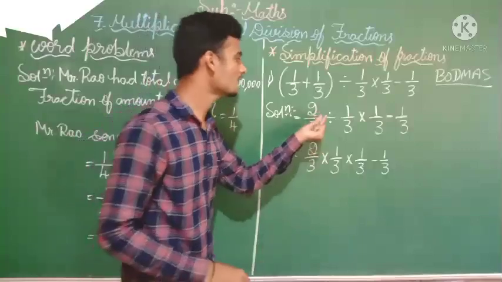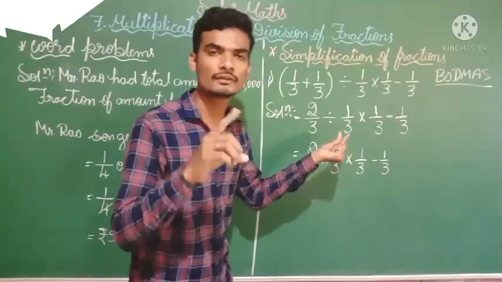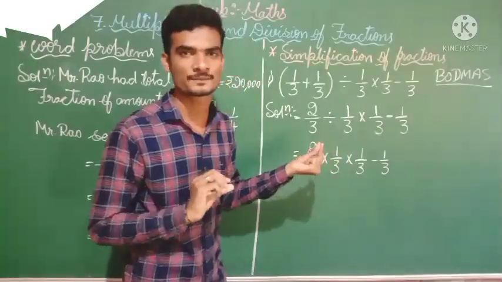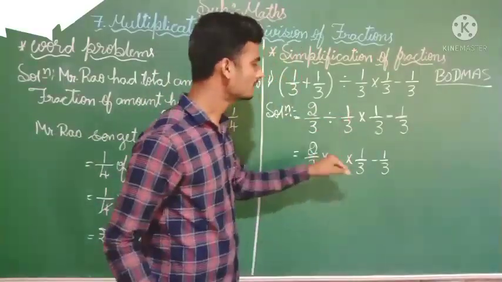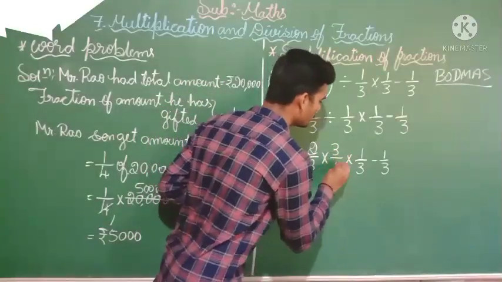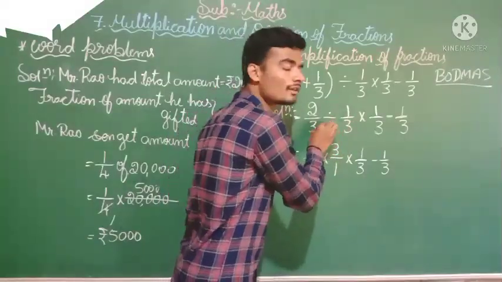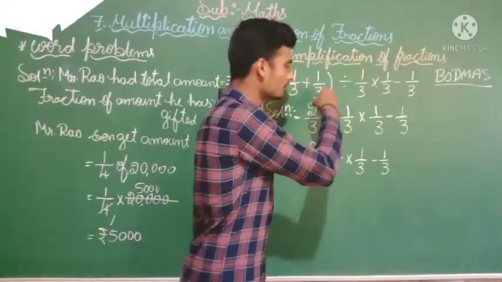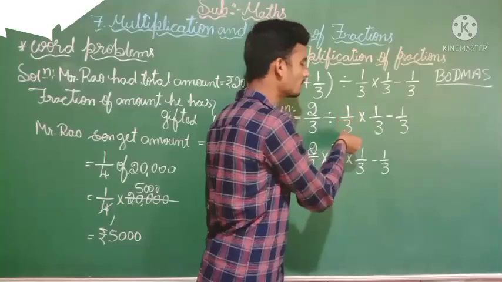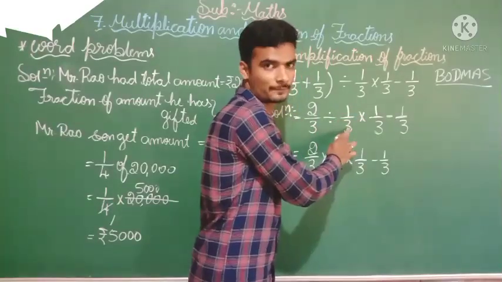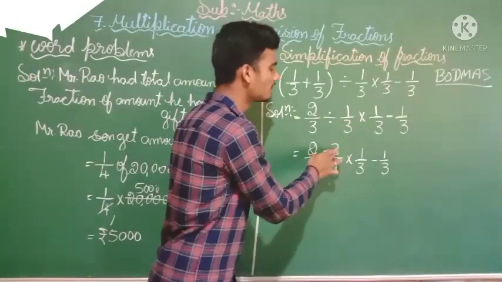Why? Because while we are changing the operation, the second fraction has to take its multiplicative inverse. So what is the multiplicative inverse of 1 by 3? That is 3 by 1. You should not write the same number. Because we are changing the symbol, our rule tells that we take the multiplicative inverse for the second fraction. So I have taken the reciprocal for the second fraction. Reciprocal of 1 by 3 is 3 by 1.